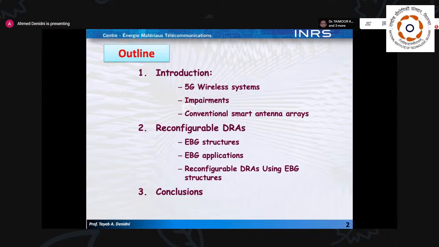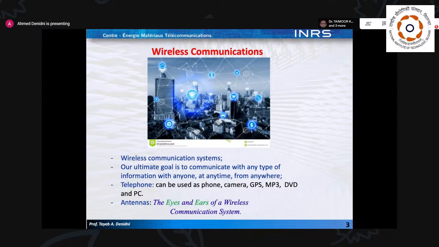This lecture is different from the previous one, which now focuses on reconfigurability of radiation pattern and how to use it in wireless communication systems, especially for 5G. But before speaking about the antenna, antenna generally is the key element for a wireless communication system. Now, wireless communication is omnipresent everywhere. Everybody now uses this technology. Now your telephone can be used for phone, camera, GPS, MP3, DVD, and it can also be used as a PC. And now with these services and products, a lot of demands in terms of bandwidth and in terms of service are needed.